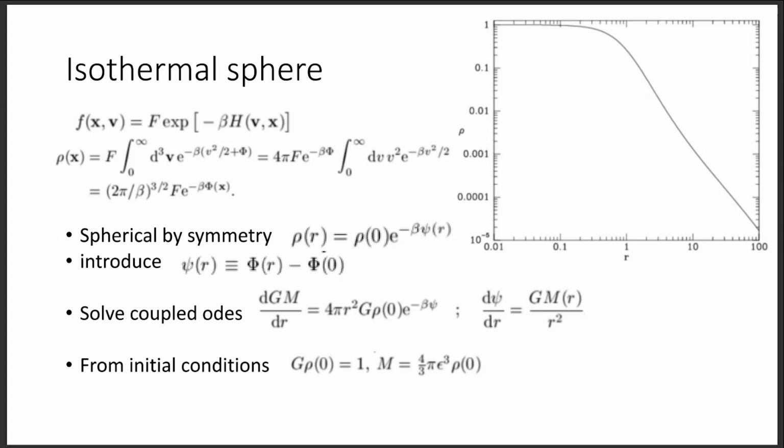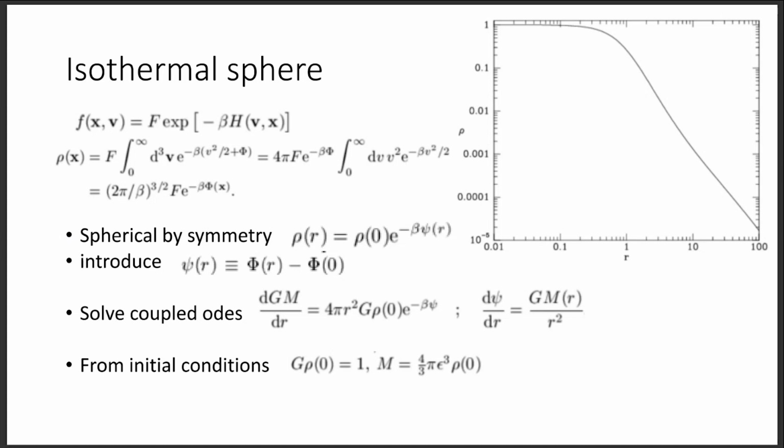But we argue that the system has to be spherically symmetric because there's nothing which gives us a sense of direction. So the density will be a function of radius only, and therefore the density can be written as the density at the center times e to the minus beta times psi, where psi is simply the actual gravitational potential minus the gravitational potential at the center of the system, so that when I put psi equal to 0, that becomes 1, and we find that rho of 0 is rho of 0, which is what it should be.